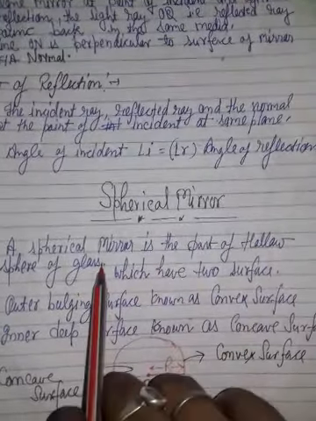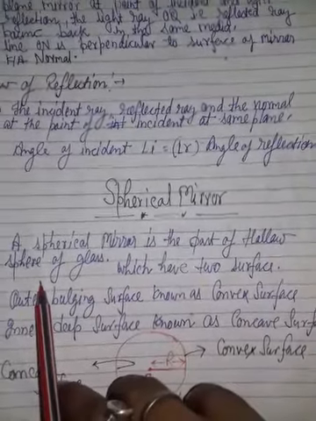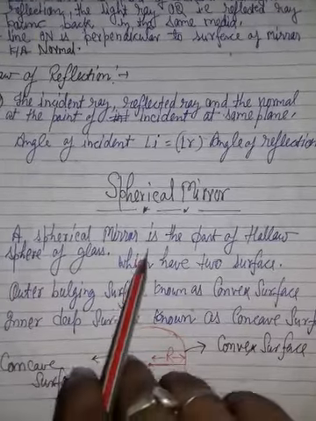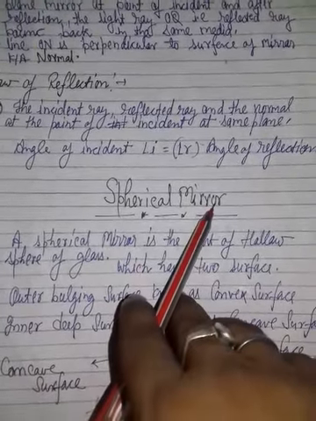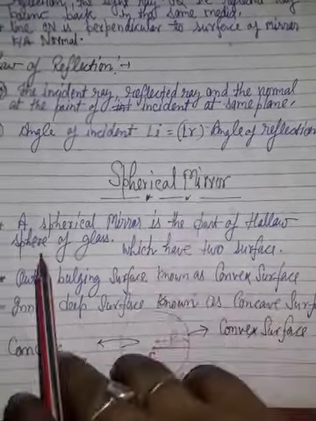And spherical mirror: the first is the plane mirror and the second is the spherical mirror. There are two types, convex and concave mirror. First we have to talk about the spherical mirror.